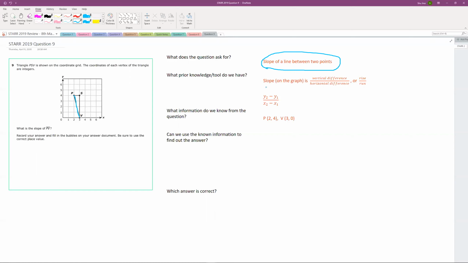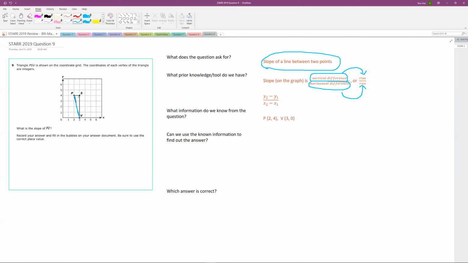So we have learned that the slope on the graph is the vertical difference over the horizontal difference. So that's the slope. Vertical difference between 2 points, we also call it the rise. Horizontal difference, we also call it the run. So vertical difference over the horizontal difference, that's the slope.